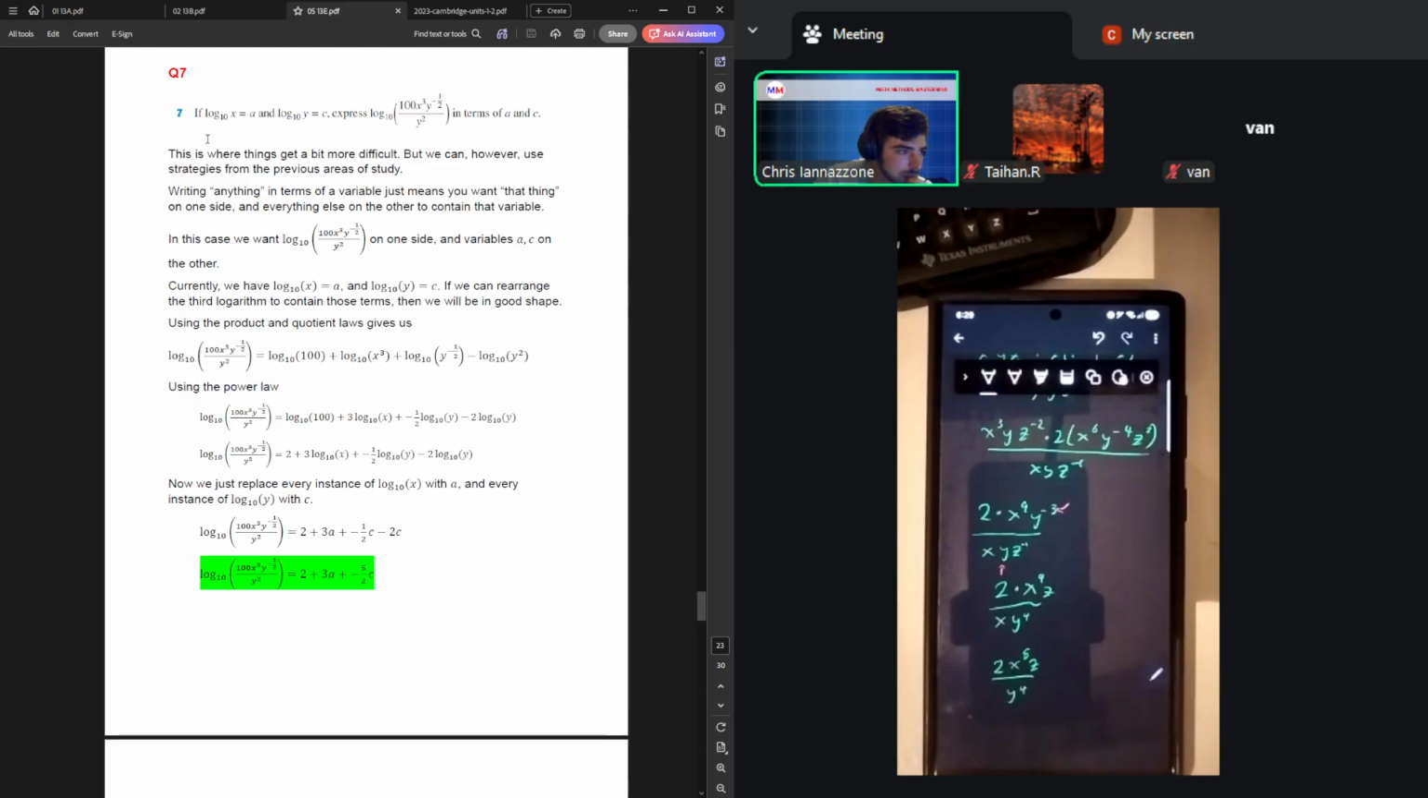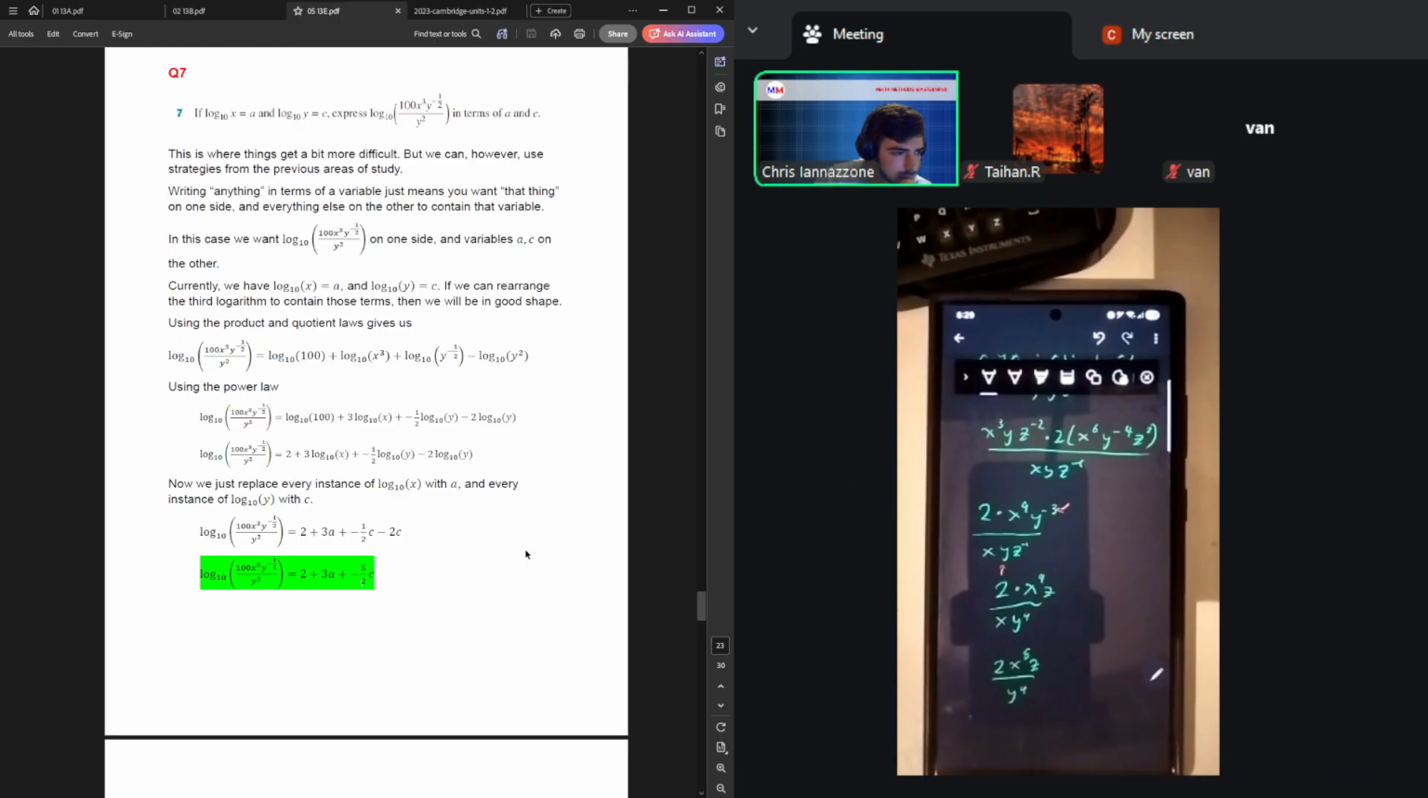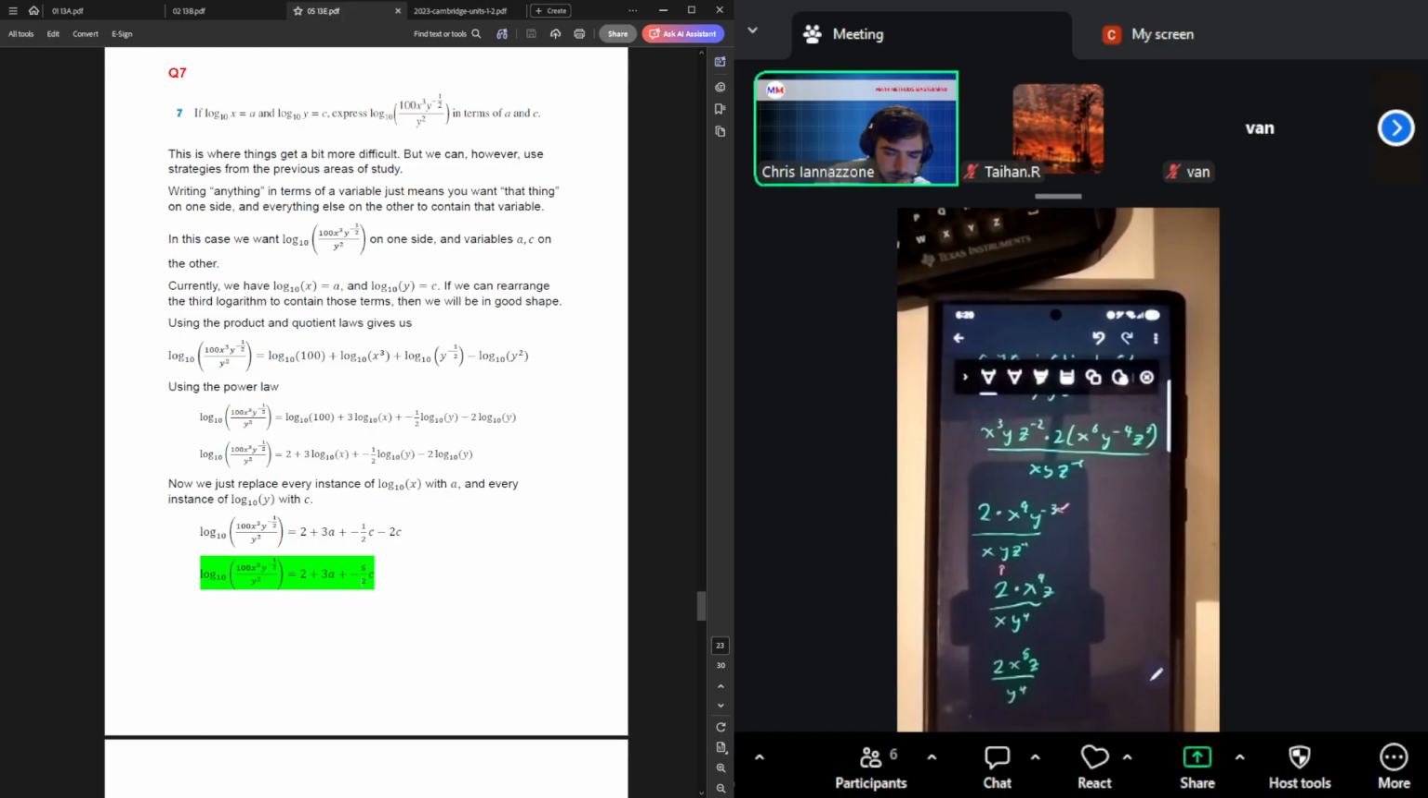From there, we're going to notice that log 10 x is a. So replace log 10 x with a. Same thing here: log 10 y is c, so replace that log 10 y with c. Same thing with this one over here, that's also a log 10 y. And that finally gets you in terms of a and c. That's one way of doing it. Any thoughts or questions there?